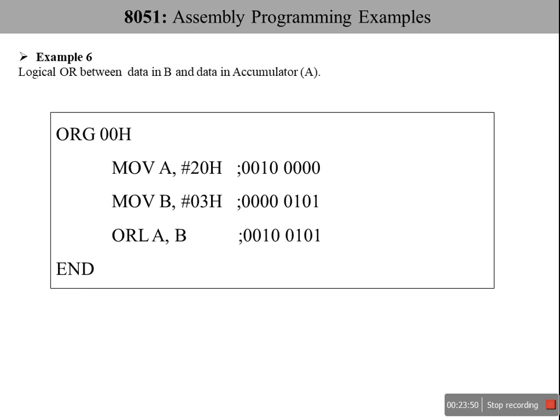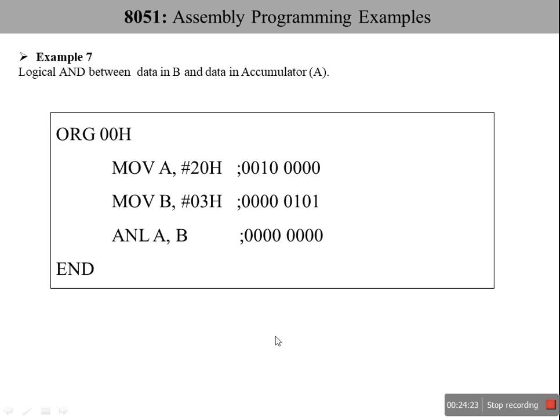Similarly, logical operations are also possible with 8051. Logical operations like the OR operation, to have an OR operation between the data in the B register and the accumulator. Let it be loaded with the hexadecimal number 20, which is 001000, and similarly the B register is loaded with this. Then we say ORL A, B. Once these are loaded, a logical OR operation will be performed. Hence, this is the result.